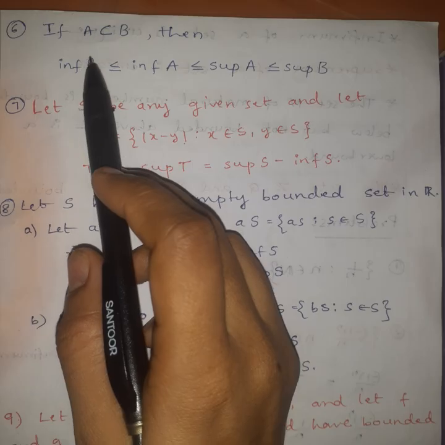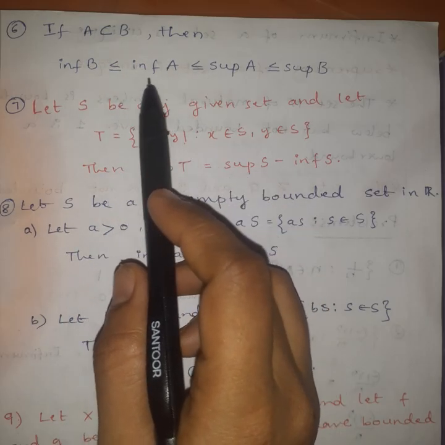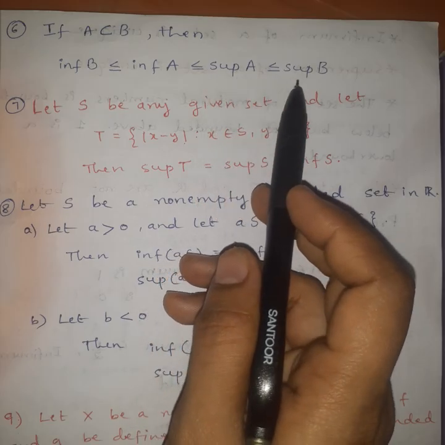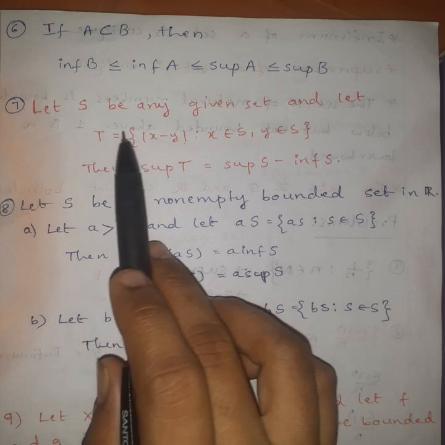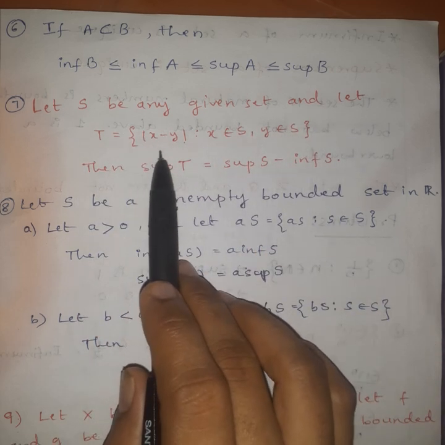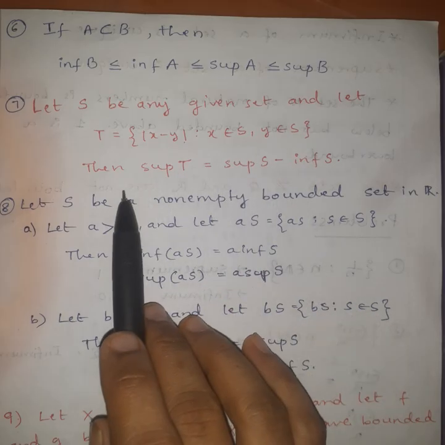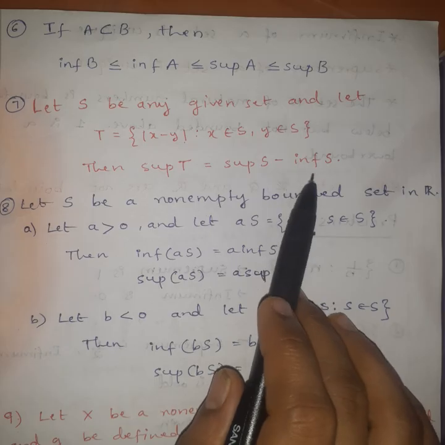Next result, if A is a subset of B, then infimum of B is less than or equal to infimum of A, less than or equal to supremum of A, less than or equal to supremum of B. Next one, let S be any given set and let T be the set of all modulus of x minus y such that x belongs to S, y belongs to S. Then supremum of T is equal to supremum of S minus infimum of S.